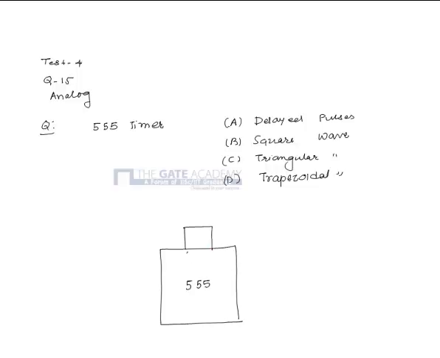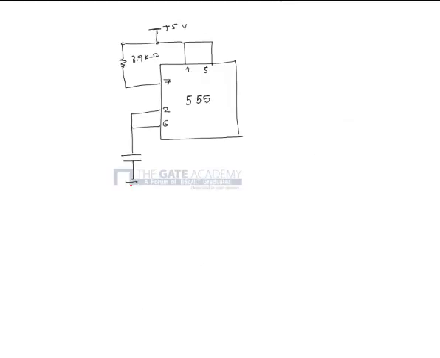4 and 8 are connected to plus 5 volt, pin number 7 is connected to 3.9 kilo ohm, and another end of 3.9 is connected to plus 5 volt. Pin number 2 and 6 are connected to a capacitor and that is grounded, and between capacitor and pin number 7 there is a resistor of 3 kilo ohm. Pin number 3 is output.